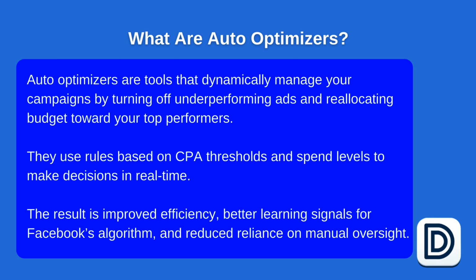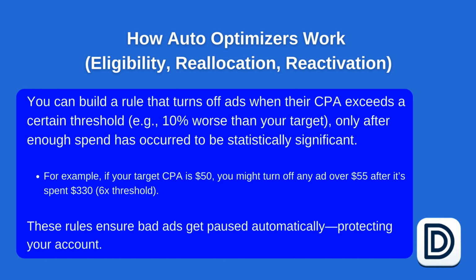These use rules based on CPA thresholds and spend levels to make decisions in real time. The result is improved efficiency, better learning signals for Facebook's algorithm, and a reduced reliance on manual oversight. Auto optimizers work on 3 principles: eligibility, reallocation, and reactivation. So let me break down how to do all of that by sharing my screen so you can copy and paste your way to success.